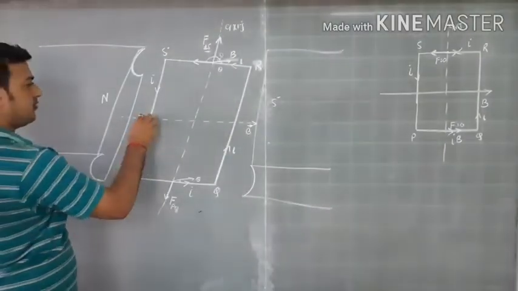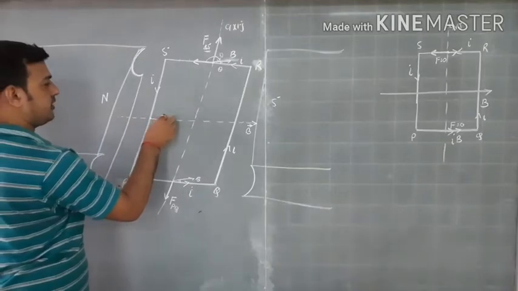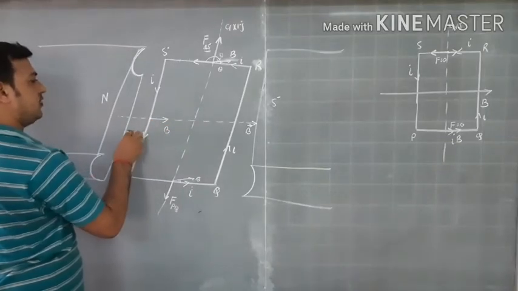Now for this case, if you can see, this is the direction of magnetic field here and the current is downwards.